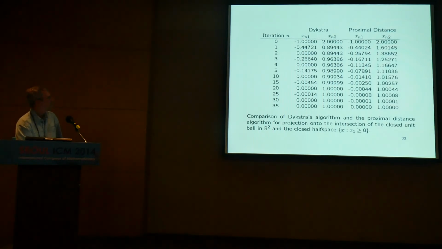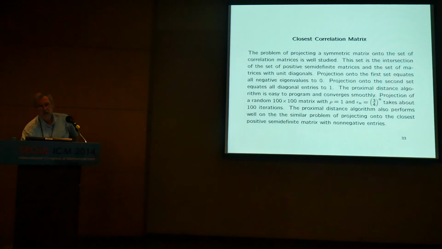It at least works. You can use this method to find the closest correlation matrix. This was a problem that received a lot of attention in the numerical analysis literature. Or the closest positive semi-definite matrix with non-negative entries. All you have to do is be able to project on these spaces, and it's straightforward to do this. And I tried an example, a 100 by 100 random matrix. It took about 100 iterations to get to the closest correlation matrix.